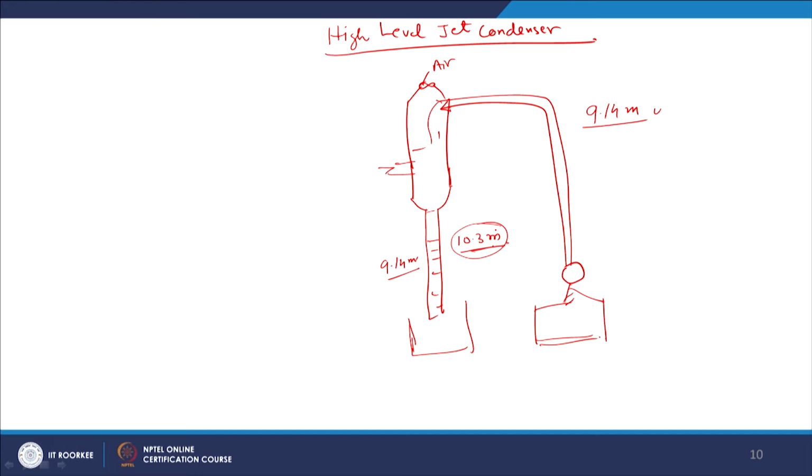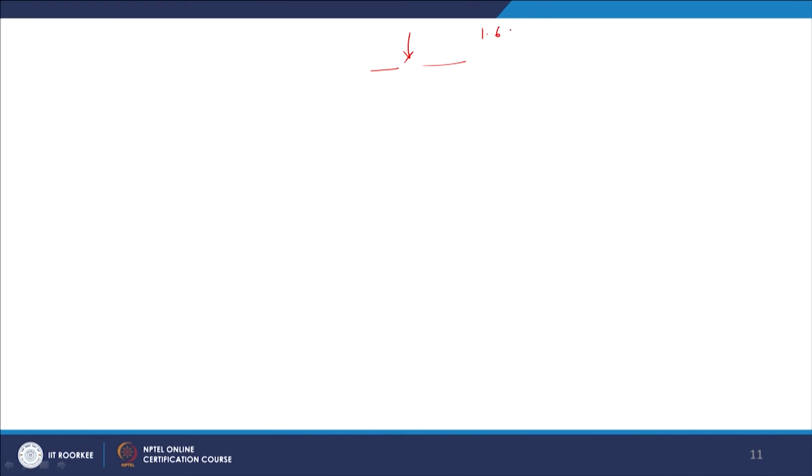After this jet type of condenser, there is another type of condenser which is known as the ejector condenser. Now in the ejector condenser, the cooling water enters from the top, and the cooling water pressure gauge is approximately 1.6 bar, slightly higher than the atmospheric pressure. And when it enters, there are nozzles which increase the velocity of the water, right.